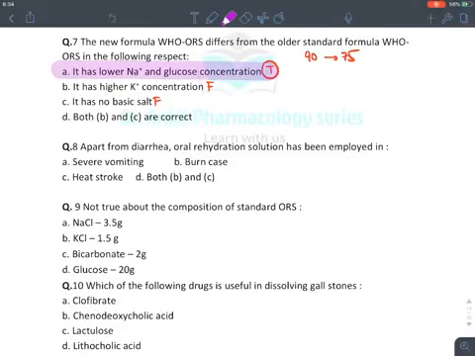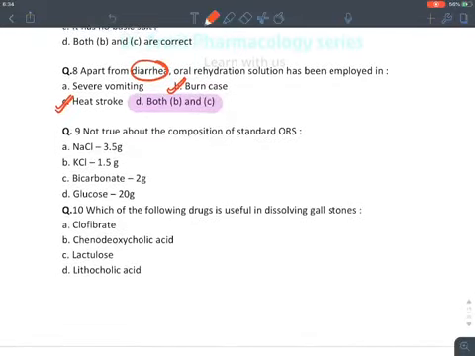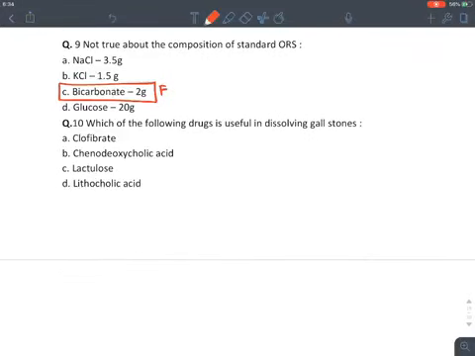Apart from diarrhea, ORS can be given in. You'll write B and C. Apart from this, ORS can be given in burn cases. Yes, we give ORS because of fluid loss, and in heat stroke. These are the other uses of ORS apart from diarrhea. Which is not true about composition of standard ORS? Just see that the answer is bicarbonate. It is not true. Rest everything is true. Which of the following drugs is useful in dissolving gallstones? The answer was chenodeoxycholic acid.